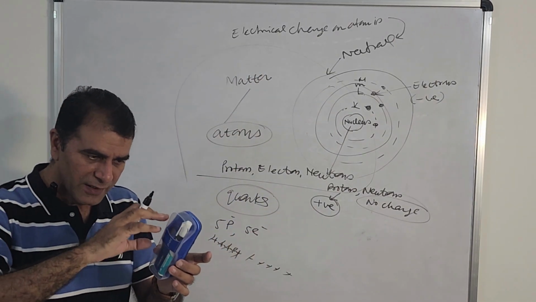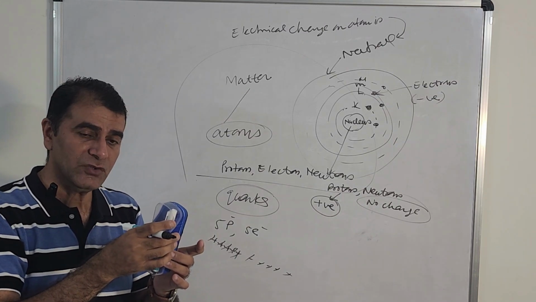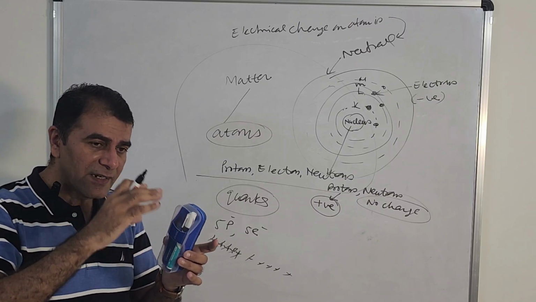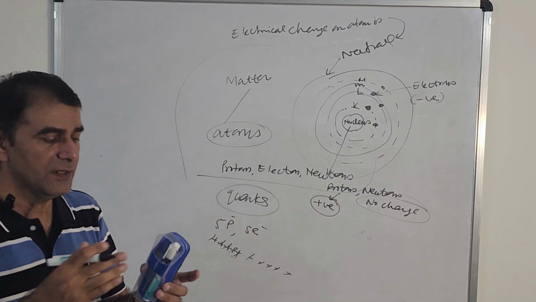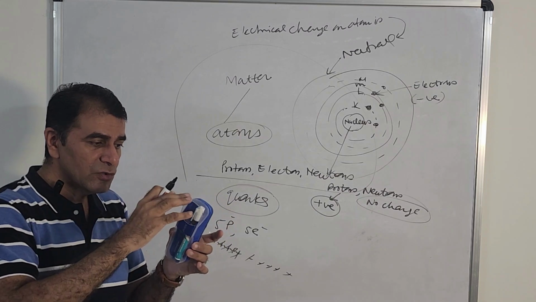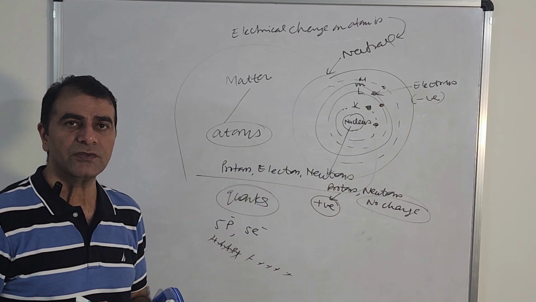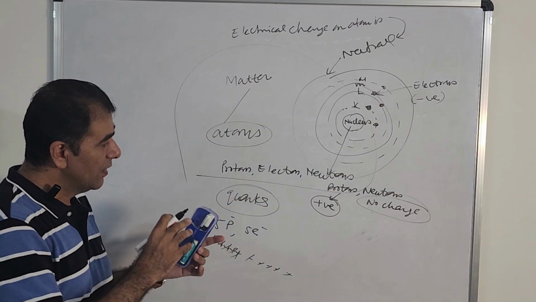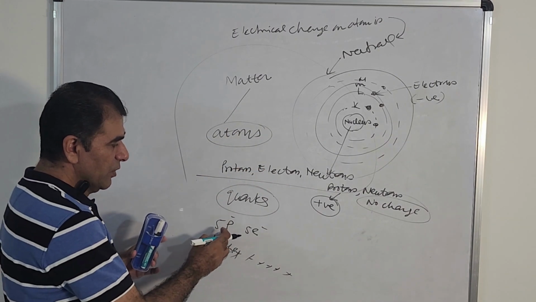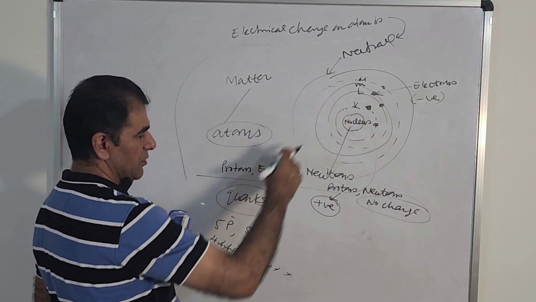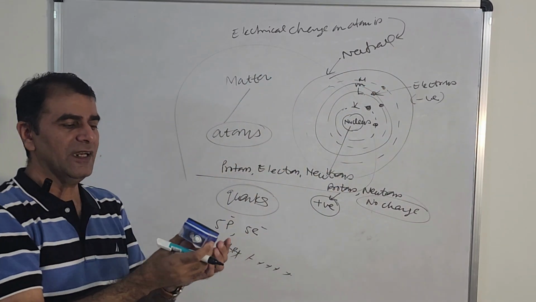Now if you look at this matter under an electron microscope, you will see that it consists of atoms. Not a simple microscope, of course; an electron microscope will be required. You will see that the smaller particles of atoms are protons, electrons, and neutrons. The atom as a whole is electrically neutral because the number of protons in the nucleus equals the number of electrons. So the whole charge gets cancelled, and neutrons have no charge, so the atom as a whole is electrically neutral. That's why it is neutral.